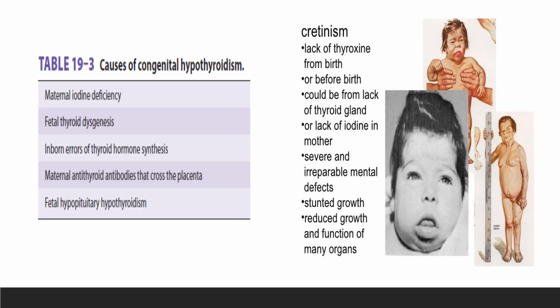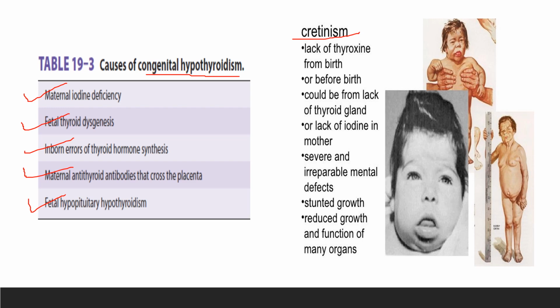Another important clinical condition is the congenital hypothyroidism. So it may happen if the mother has iodine deficiency, if there is fetal thyroid dysgenesis, inborn errors of thyroid hormone synthesis, maternal antithyroid antibodies that cross the placenta, fetal hypopituitary hypothyroidism. So this condition is known as cretinism. So the congenital hypothyroidism is cretinism.